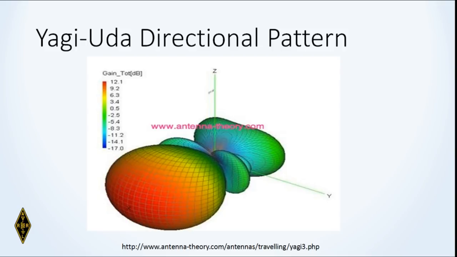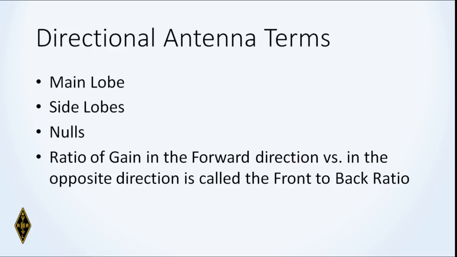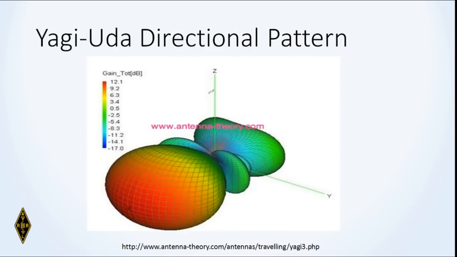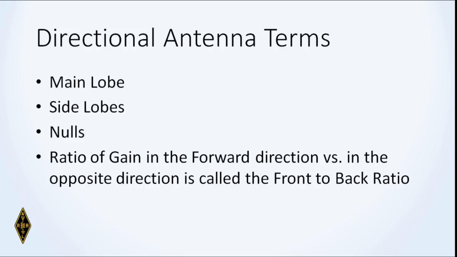And you actually get some signal rejection from the sides. So if you've got a noise source coming off the side, it'll actually help block out some of that as well. So that's another reason why directional antennas are valued. And you have the main lobe. That's where the most gain is in the directional antenna. Side lobes, the little things that are sticking out there. You have nulls. That's where it's not receiving much of anything. And then the ratio of gain in the forward direction to the opposite direction is called the front to back ratio. I just want to introduce you to these terms.